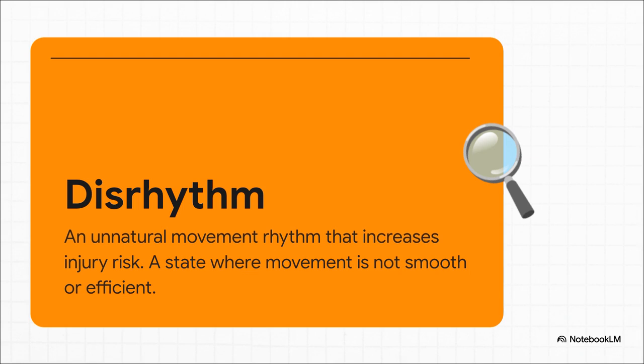Now, when a movement just doesn't feel right, when it's jerky, awkward, or inefficient, MOF has a name for that. Dysrhythm. You know that feeling. It's when things just feel off. And that feeling is a huge red flag for poor performance and, even worse, for potential injury. So a huge part of this is training athletes to feel that coming and instinctively avoid it.